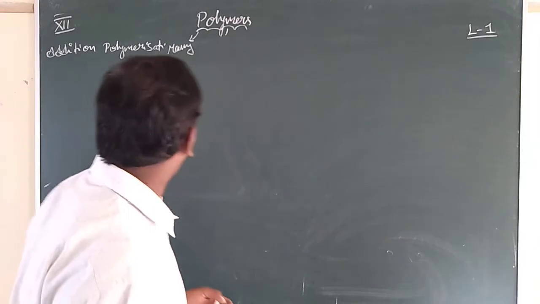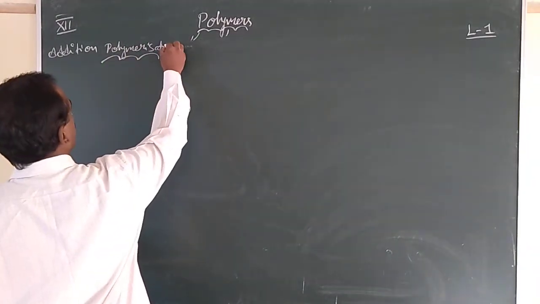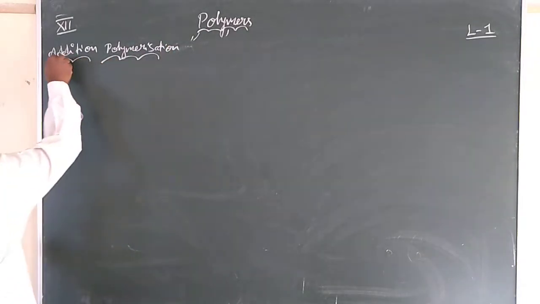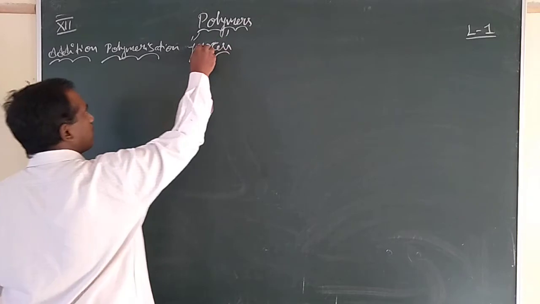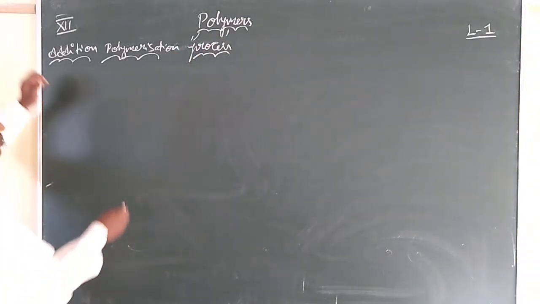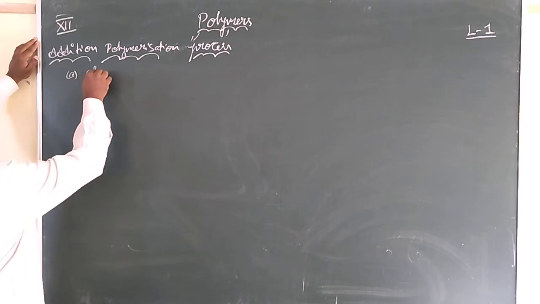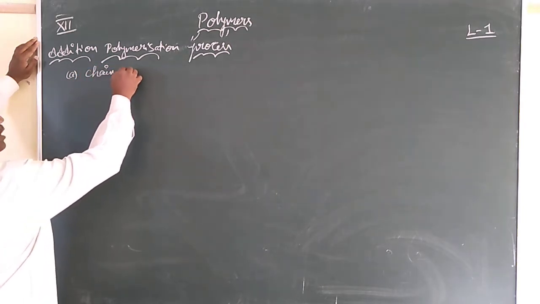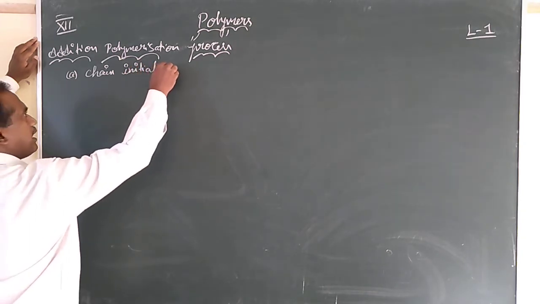How does this process of addition polymerization take place? Initially we said it takes place in the presence of peroxide. So the first step is chain initiation. What is called chain initiation? What is meant by chain initiation?